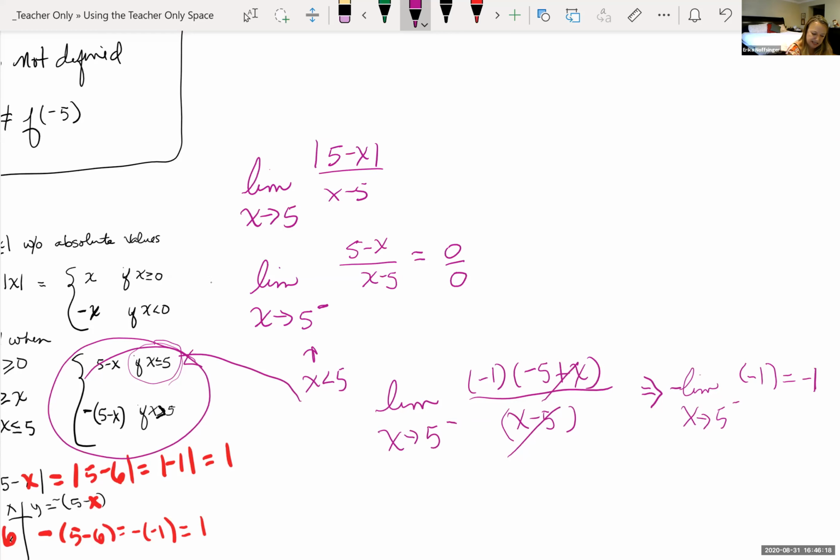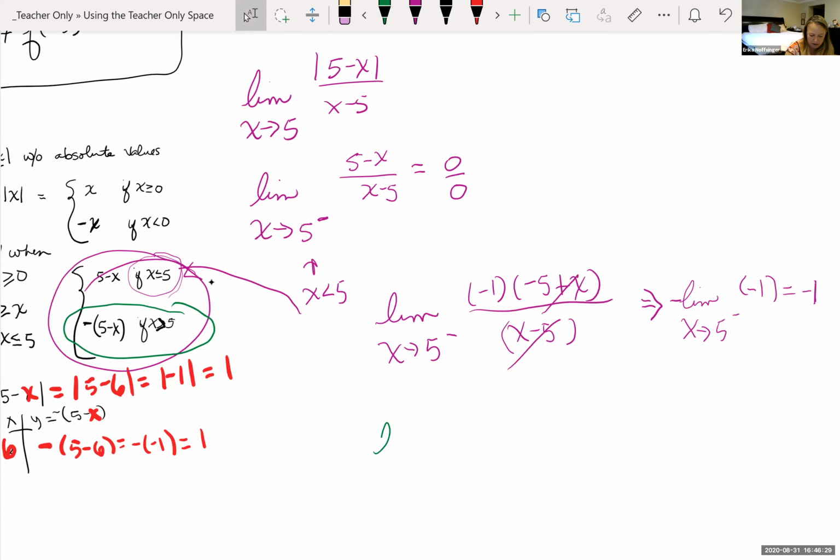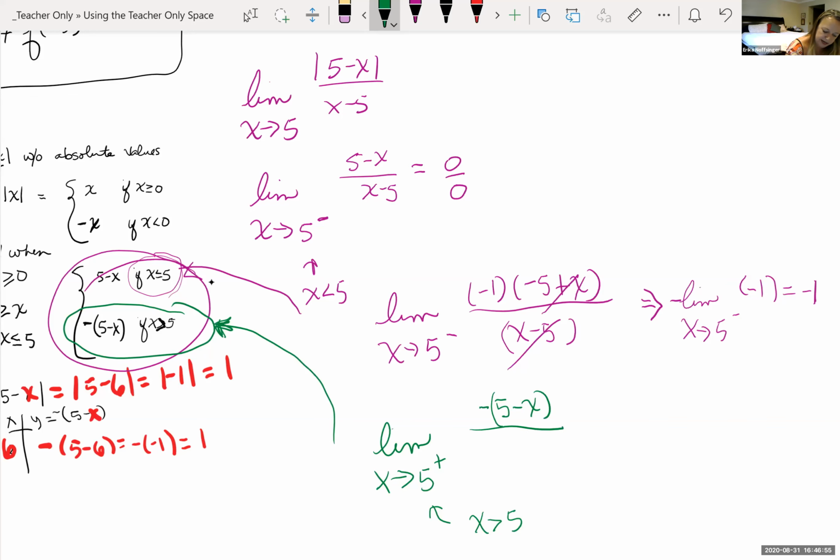So I want to do the exact same thing for this piece. Let's look at values of x where x is coming in on the right-hand side to 5. If that's the case, the numbers I'm plugging in are bigger than 5. If they're bigger than 5, I need to use this piece for the numerator of that absolute value. And so this would be the same thing as negative, parentheses, 5 minus x, all over x minus 5.